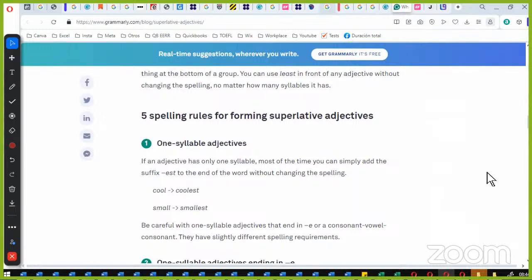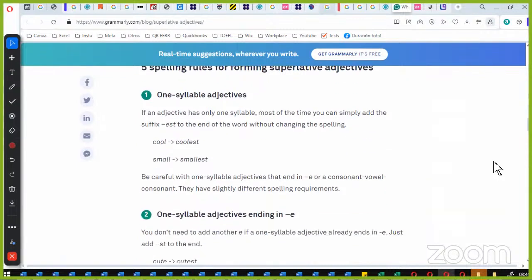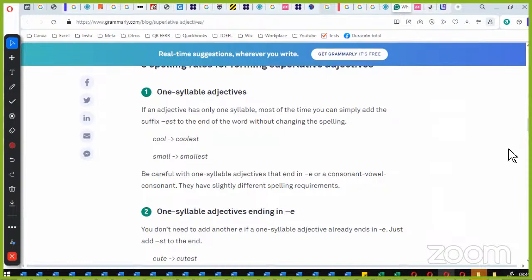One-syllable adjectives. If an adjective has only one syllable, most of the time you can simply add the suffix est to the end of the word without changing the spelling. Cool, coolest, small, smallest. Be careful with one-syllable adjectives that end in e or a consonant-vowel-consonant. They have slightly different spelling requirements.